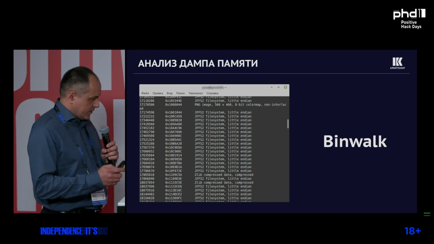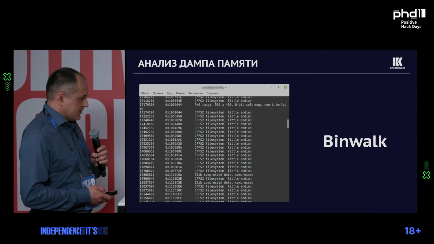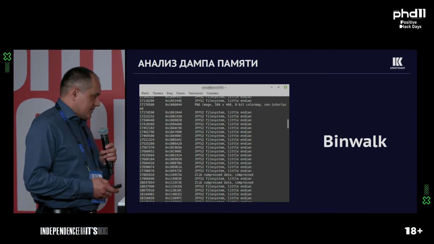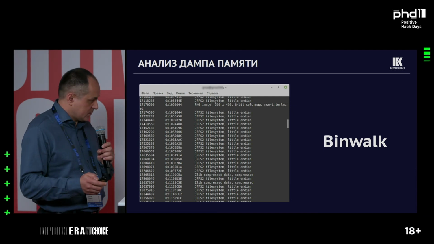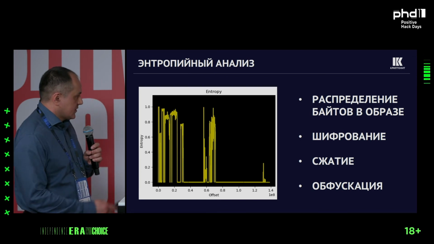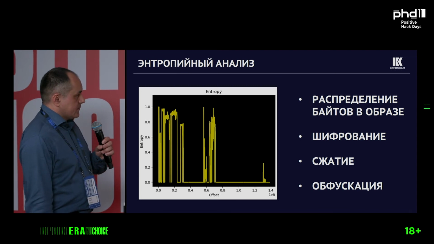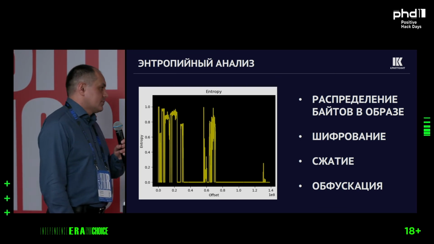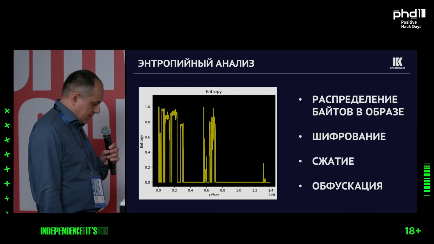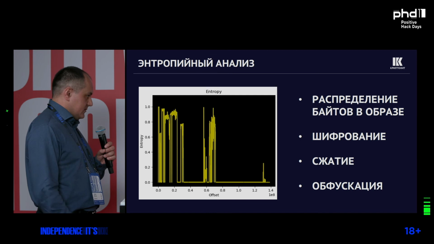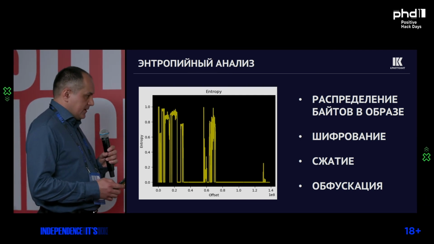So for FlashFX, binwalk did not work. It showed us the addresses, but I had to cut the data manually by sectors, and then I worked with 7-zip. You also have entropy analysis. It helps you get the spread of bytes in the image to understand whether there's any encryption or compression or obfuscation.